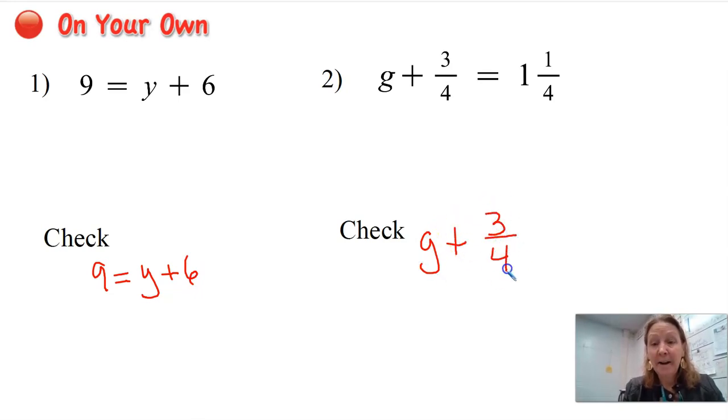You have to find the value and then plug it back in. Okay, so now, hopefully you've paused the video and you're going to try these on your own.